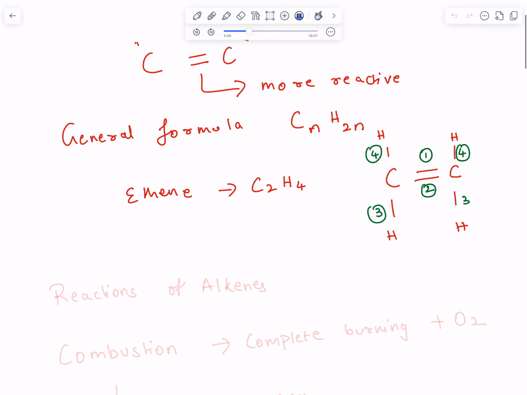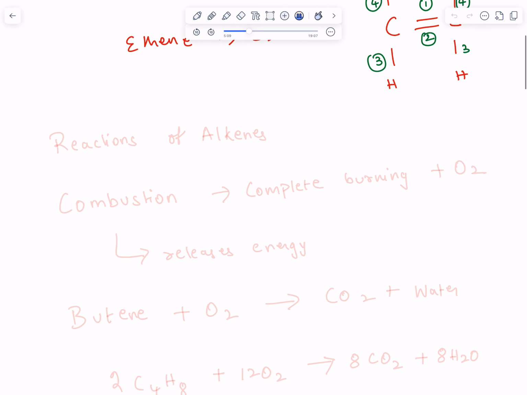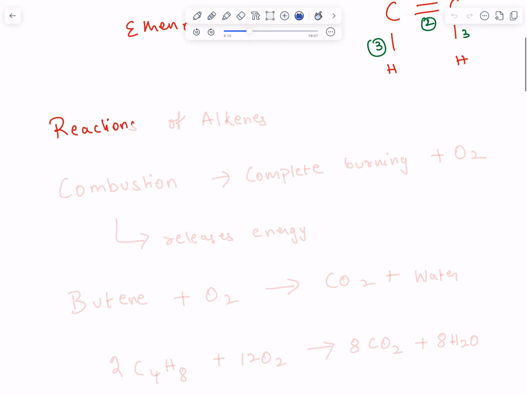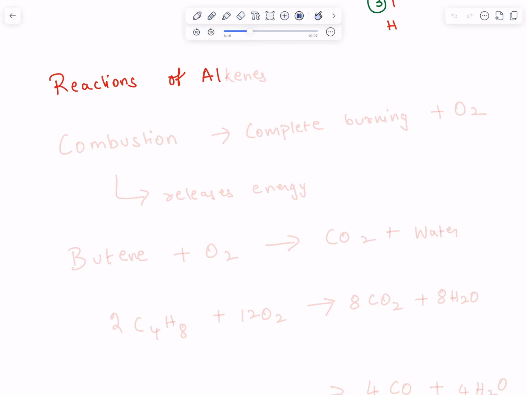Now, let's get to the reactions of alkenes. Now we are going to see the different reactions of alkenes. The first one I want to talk about is combustion. What is combustion? In English, the word combust means to burn. And in chemistry, combustion means complete burning of a compound in the presence of oxygen.